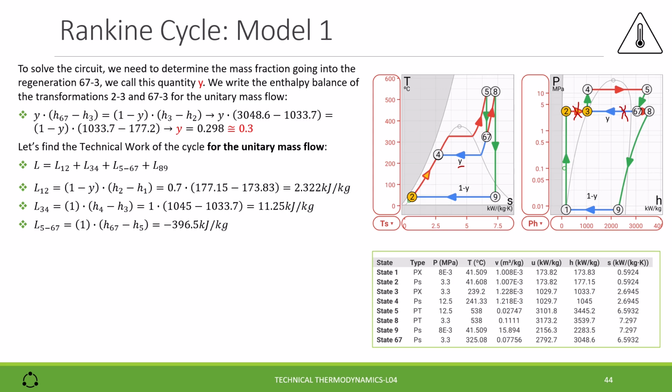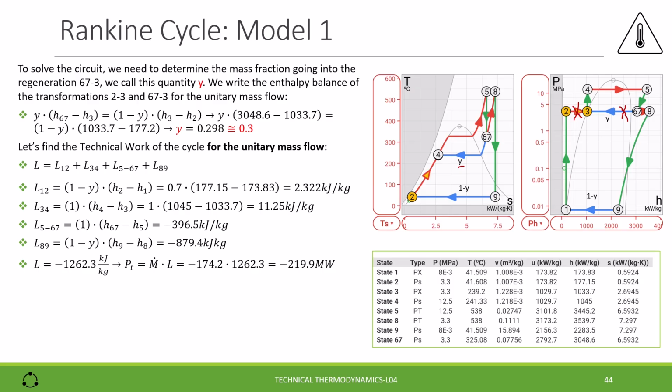Work 5,6,7 is 1 into H67 minus H5, negative 396.5 kJ per kilogram. Work 8,9 is 1 minus Y into H9 minus H8, negative 879.4 kJ per kilogram. Those works are negative because they are given to the user, and they are much higher because we are in the vapor region.